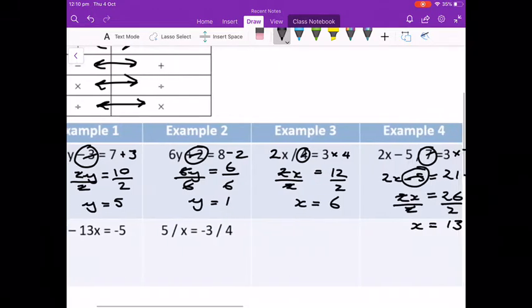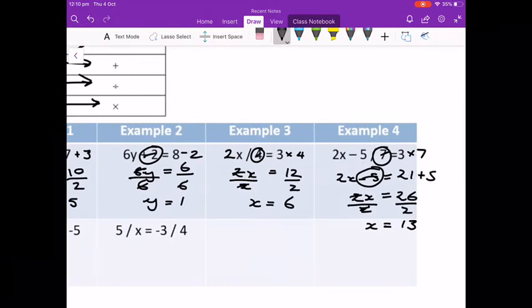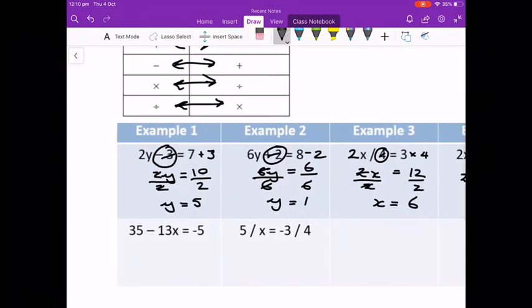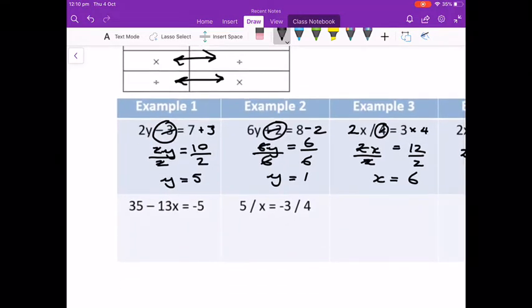We substitute into the equation with the new number, and it should give you the same solution, but I'll show you that at the end. 35 take 13x equals negative 5.